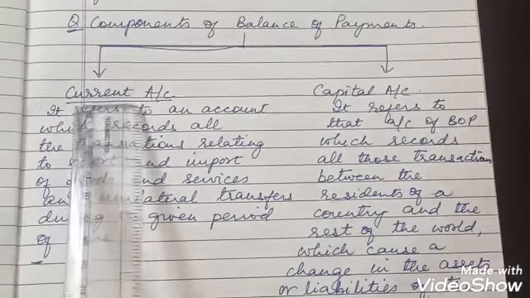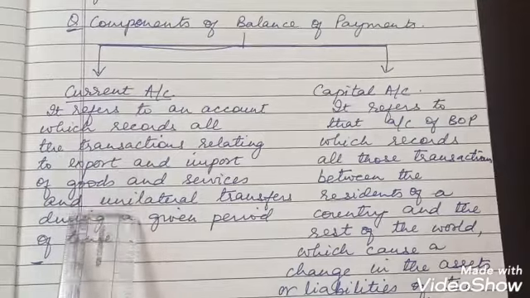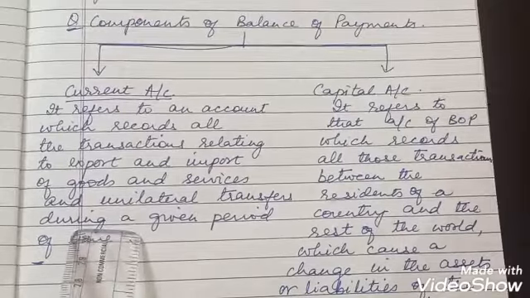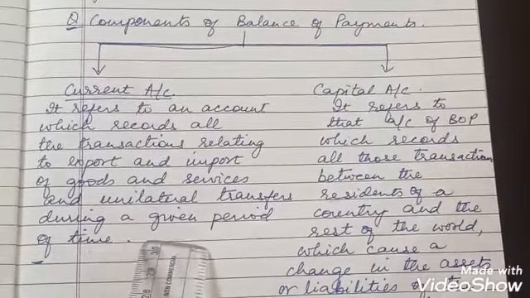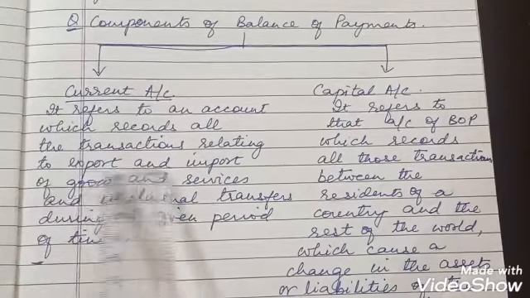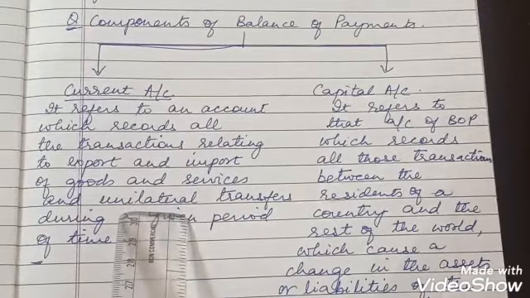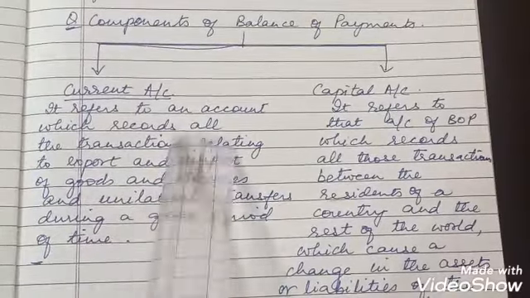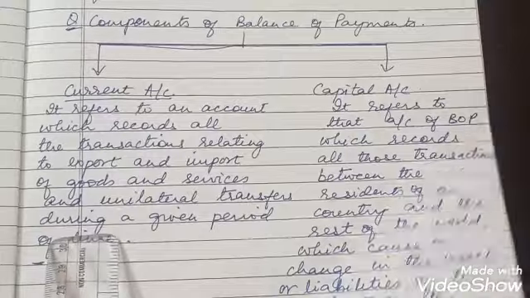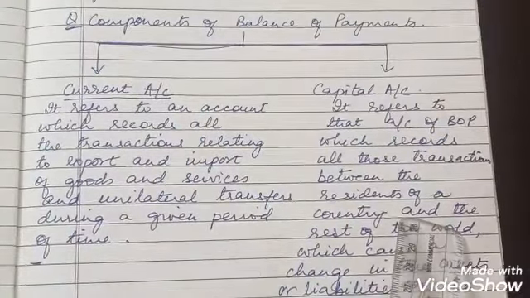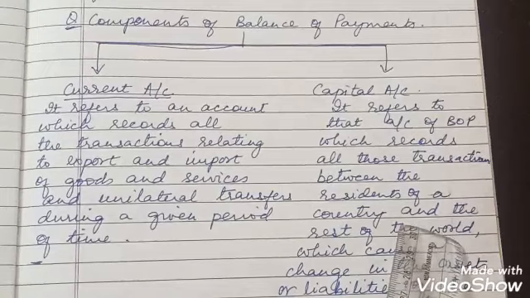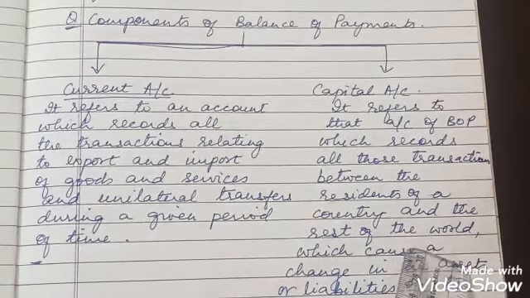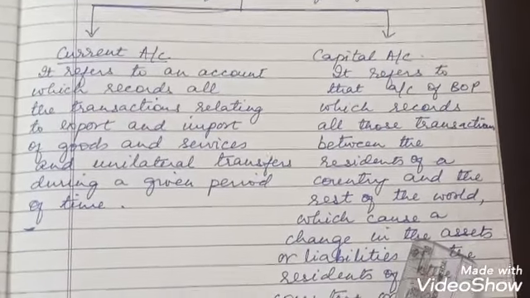Children, let me tell you something interesting. Current matlab, it does not affect the assets or liabilities. मैंने आपको पहले भी कहा, there are 4 transactions. Just keep this in mind. There are 4 economic transactions. One is export of goods, import of goods, unilateral transfers and capital transfers. उनमें से 3 transfers जो होती है वो current account में होती है. और वो 3 कौन सी है? Export of goods, import of goods and services and unilateral transfers. And they do not affect the assets or liabilities of the country, not individual.